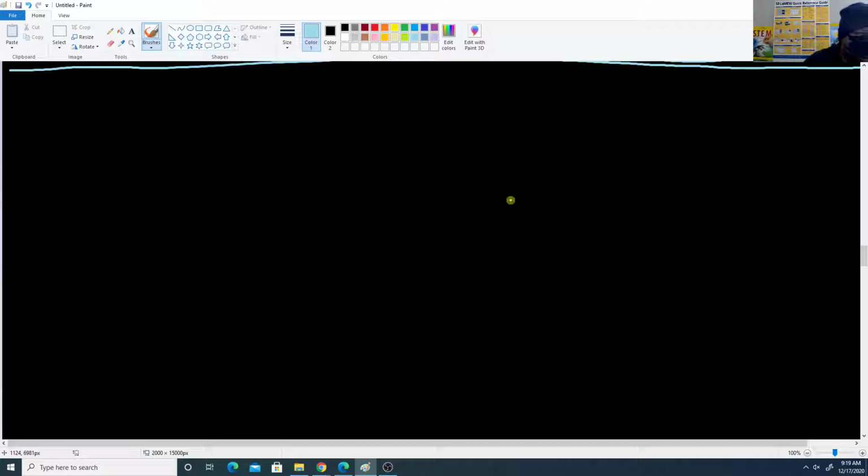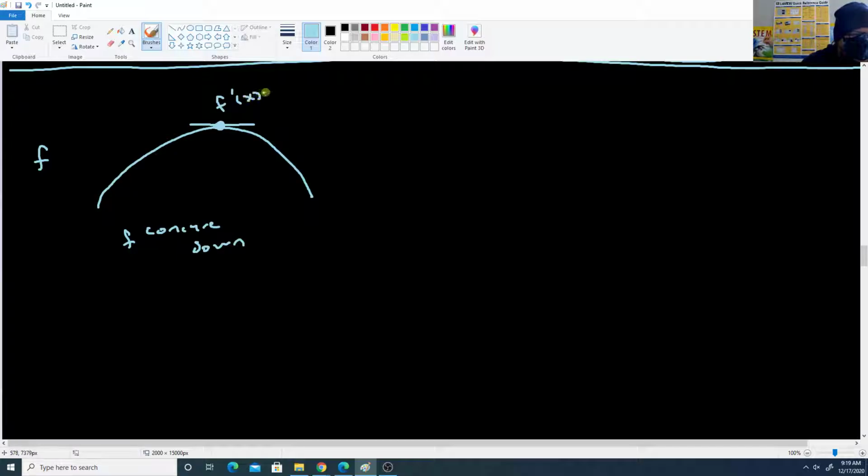Okay, let's look at something called the second derivative test next. Here's kind of how this works. Let's say we have a graph that's concave down. If you're at the top point here, this is on the base graph of f. So over this region, f is concave down. At the top point here, f prime is 0. This would be a critical point.